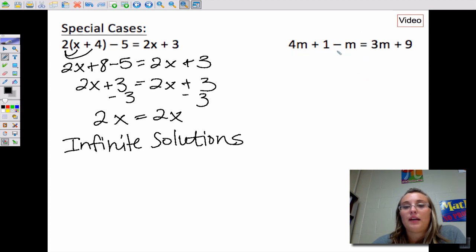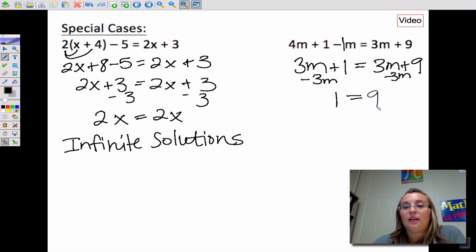Now a different case here, I'm going to go ahead and combine like terms on each side. So 4m minus m, and remember this is like 1m. It's going to give me 3m plus 1 equals 3m plus 9. Now if I combine the terms on each side, that means I'm going to subtract 3m from this side, subtract 3m from this side. Those are the same. They're going to eliminate on both sides. You're going to end up with 1 equals 9. So is it possible for 3m plus 1 to be the same as 3m plus 9? No. 1 cannot equal 9. So that means that there are no solutions in this case.